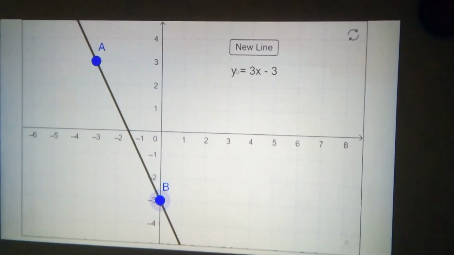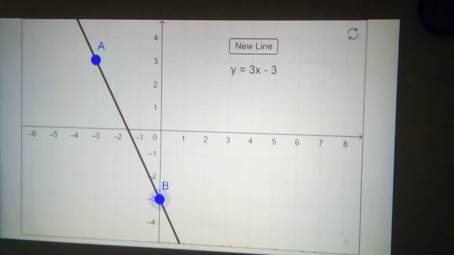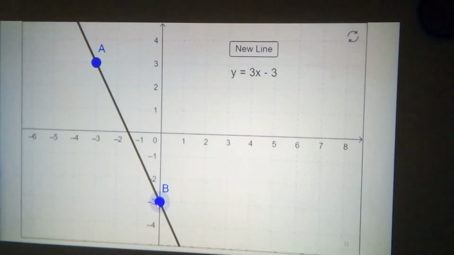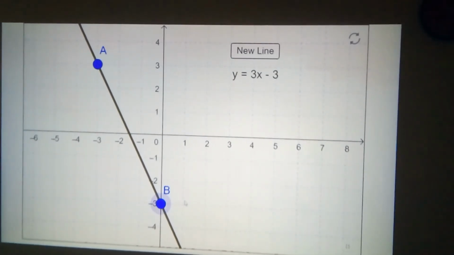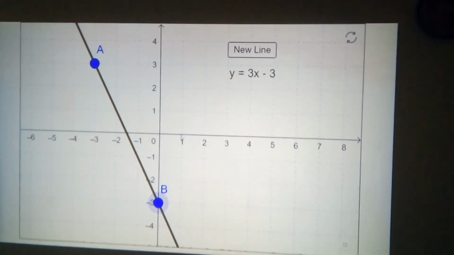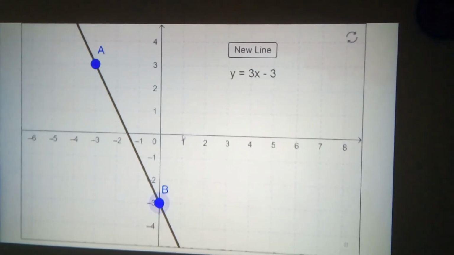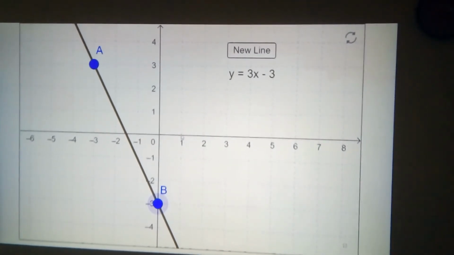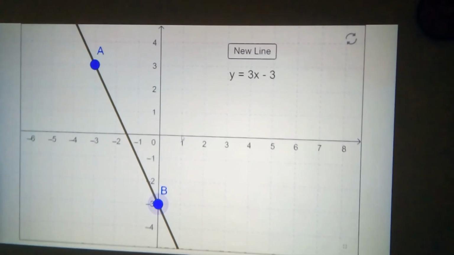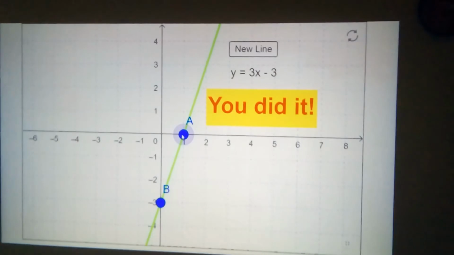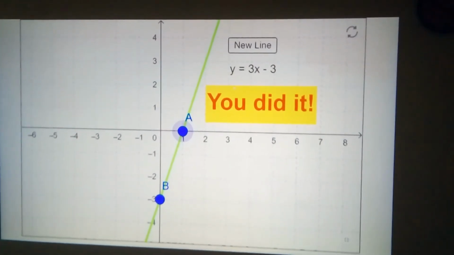I know that this line is going to have a positive slope, which means that I need to go across 1 and go up 3, which is 1, 2, 3. So it's right here on the x-axis, where x is equal to 1 and y is equal to 0. So that's where I need to place A. And that's it. Let's look at another one.